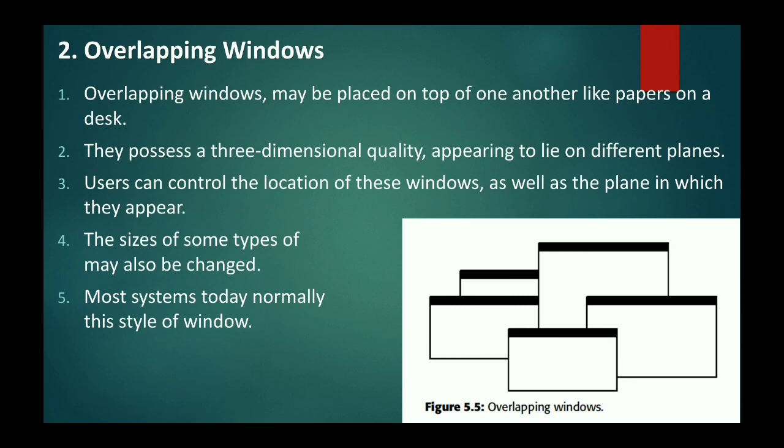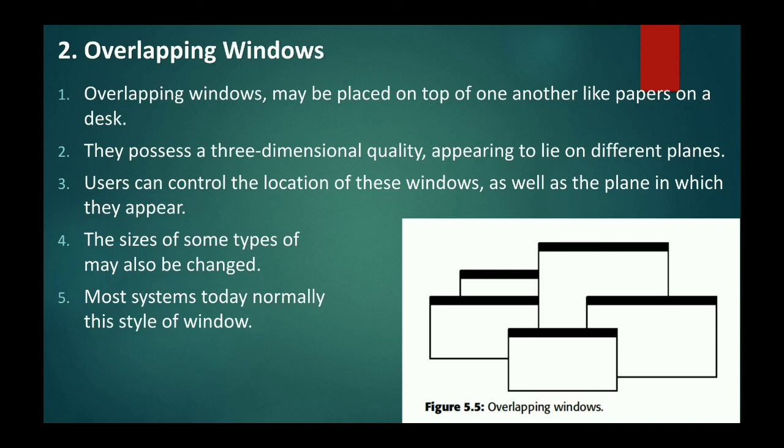Coming to the next one, the next type of presentation style of window is the overlapping window. Overlapping windows may be placed on top of one another like papers are placed on a desk. In the same way, the first paper is placed on the bottom, we place the second paper on the first one, the third paper on the second one, the fourth paper on the third one, and so on. So this presentation style is called the overlapping method. The windows are presented in an overlapping manner.